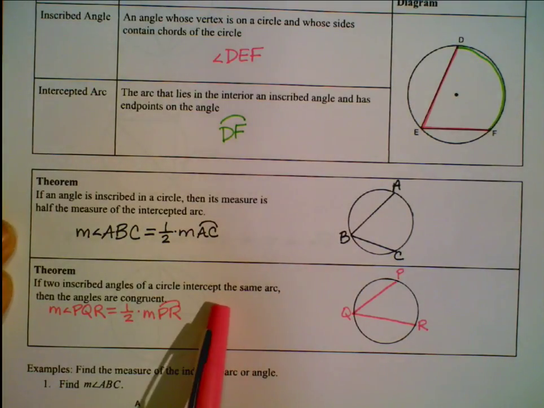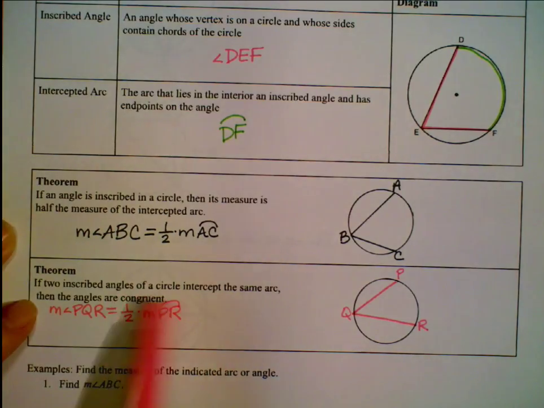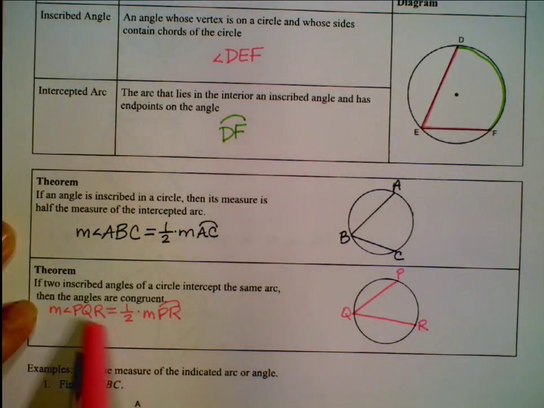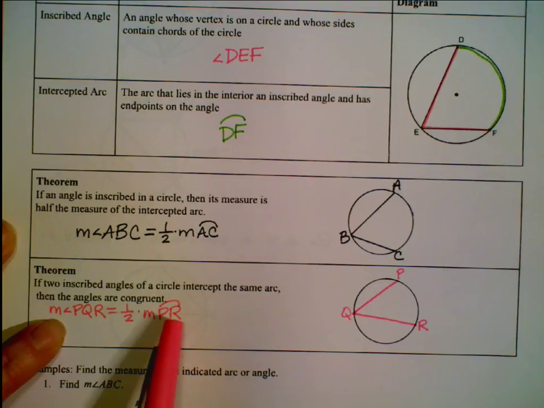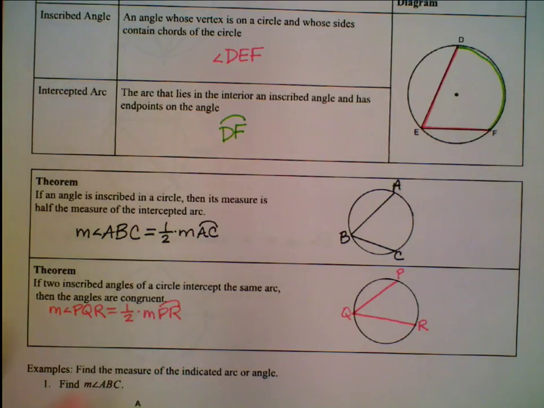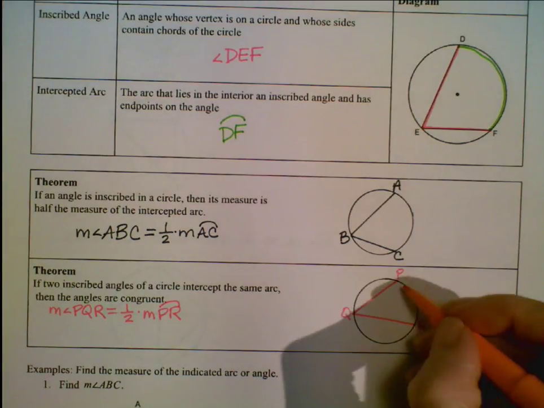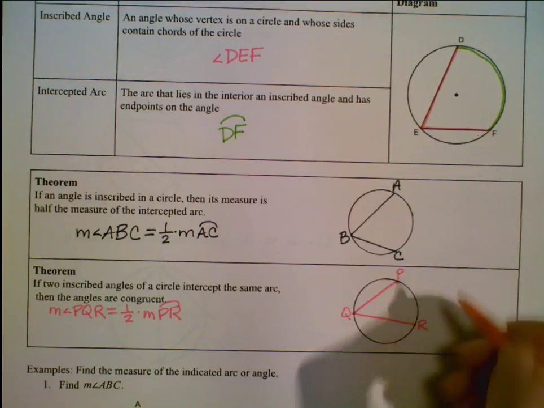Two inscribed angles that intercept the same arc. So in this case, we need another angle that intercepts arc PR. And in this case, that particular arc, PR, means I've got to have the same endpoints.